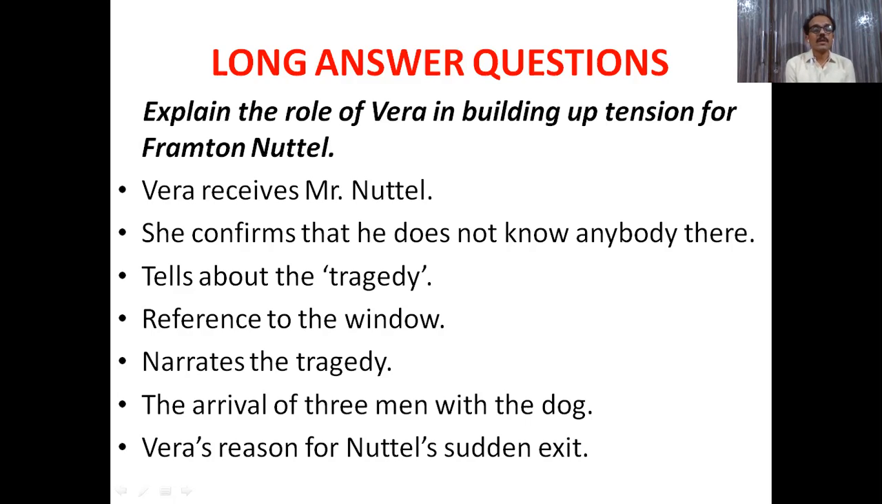Of course, Mrs. Sapleton arrives in the middle of the conversation, and she also makes some reference to that shooting and the three men and the dog, and she also tells that the window is kept open for their arrival, and all these things.